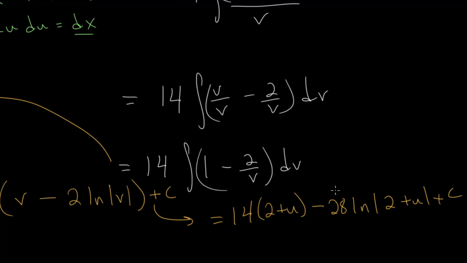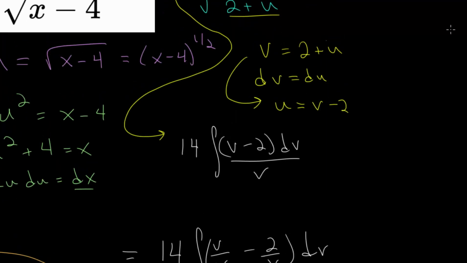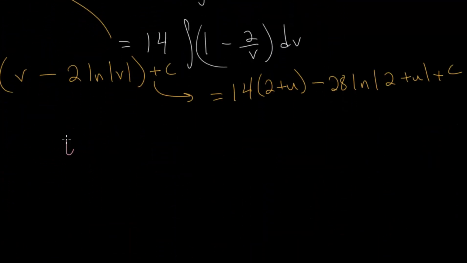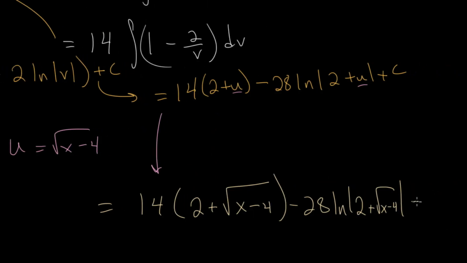And at this point, we could put everything back in terms of x, since we know that u is the square root of x minus 4. So let me rewrite that. We have u is the square root of x minus 4. And we'll just plug that in anywhere we see a u here, so that for our final answer, we would get 14 multiplied by 2 plus the square root of x minus 4 minus 28 multiplied by the natural log of the absolute value of 2 plus the square root of x minus 4, and we will have our integration constant because this is an indefinite integral.